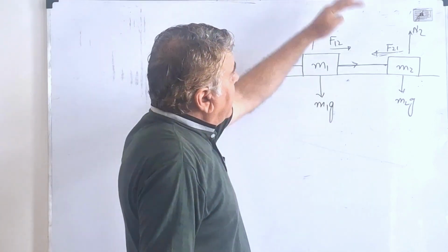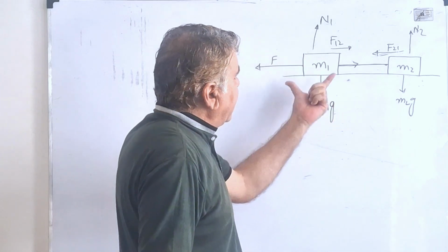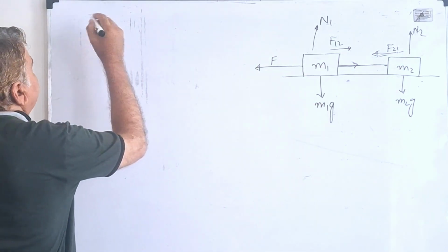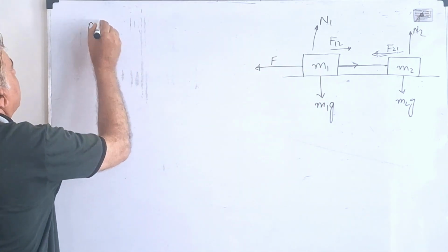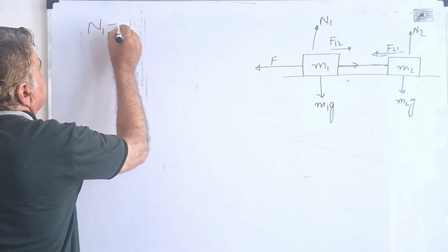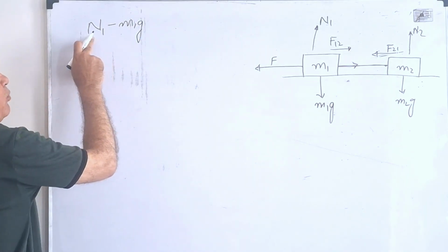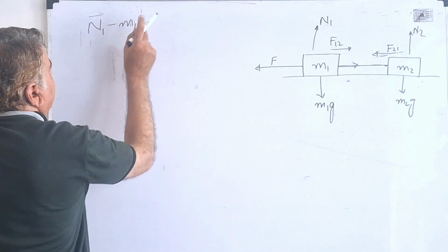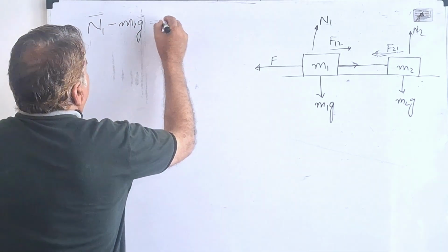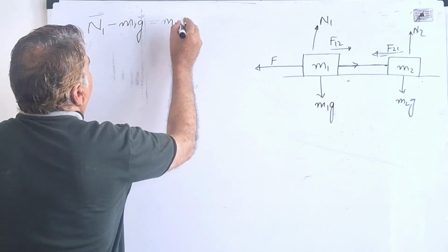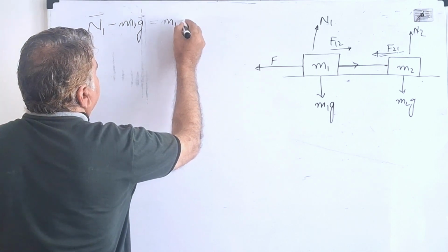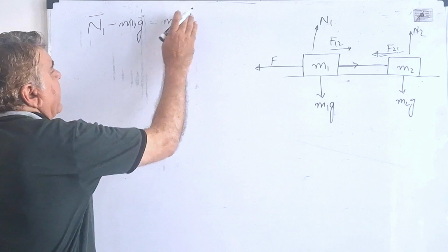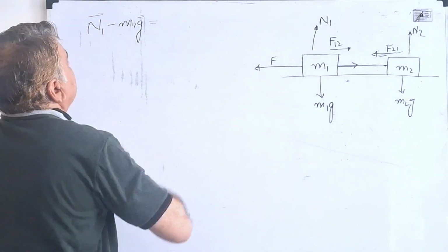Now, since there is no motion in the upward direction, using Newton's second law I can find a condition on N1 and N2. According to Newton's second law, the forces on body m1 along the vertical are N1 minus m1g, where I consider the upward direction to be positive. In vector notation, I put a vector over g. According to Newton's second law, this equals m1 times an acceleration, let me call it a1 prime. But since there is no motion along the vertical, this acceleration is 0, and the right side of the equation equals 0.